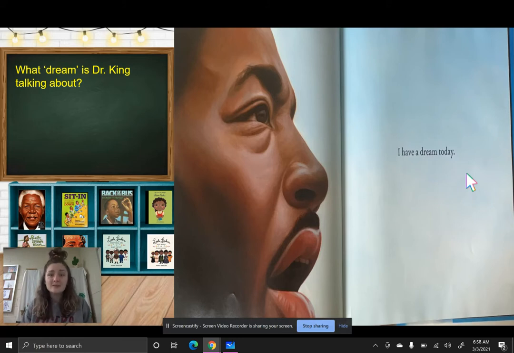His dream was freedom for all, right? Freedom and justice for all. The end of segregation. Remember, segregation is the act of keeping people apart based on the color of their skin. So Dr. King's dream was the end of segregation and the bringing in of integration, that freedom and justice and inclusion of everyone.